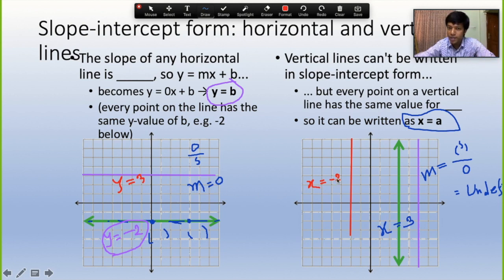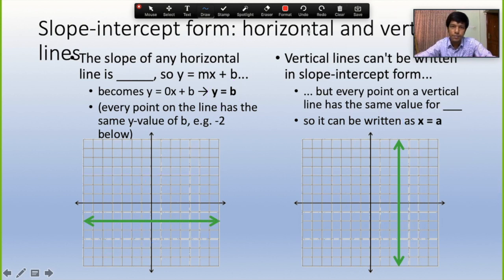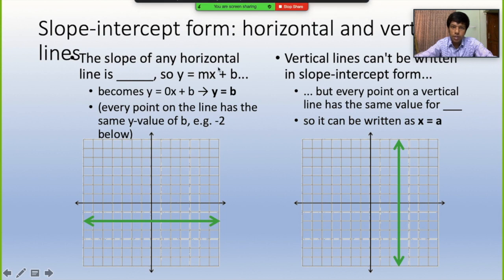Just keep it in mind for simplicity. For a vertical line, it will be x equal to where the line is. This line is at 3, so it is x equal to 3. This line is at minus 2, so it is x equal to minus 2. Like that. Let's go to the next one.